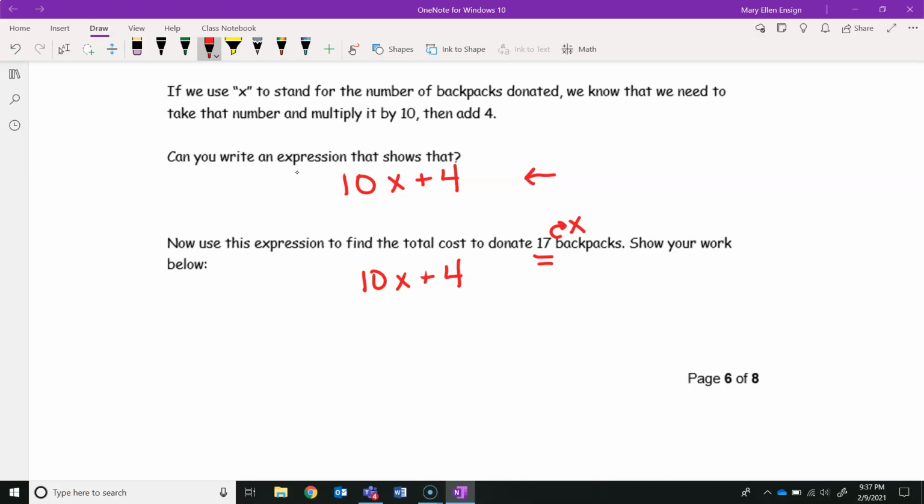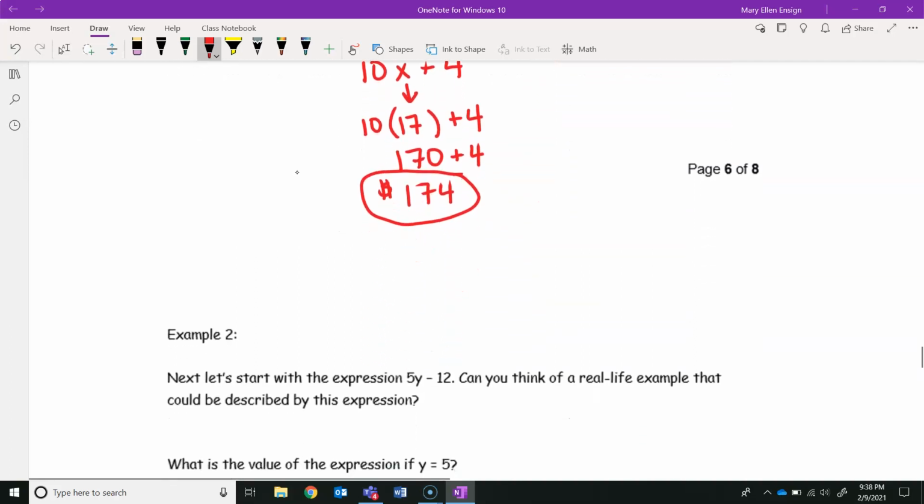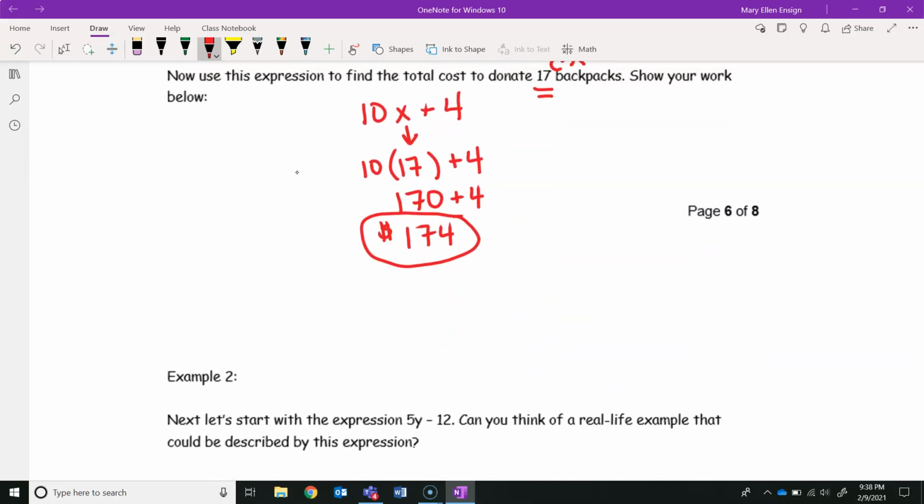So in place of X, we're going to put in 17. So I now have 10 times 17 plus 4. 10 times 17 is 170. 170 plus 4 is 174. So when we have an expression with a variable, okay, again, because that variable stands for some value, in this case the number of backpacks, we can then plug in for it whatever our number of backpacks is that time, whether it's 1 or 5 or 130 or whatever it's going to be.